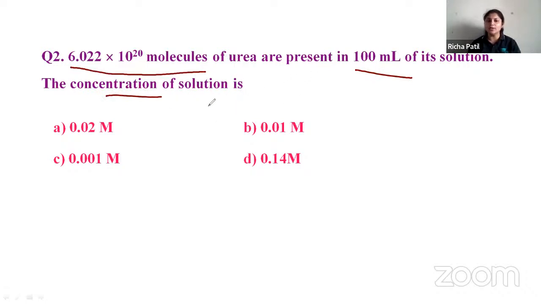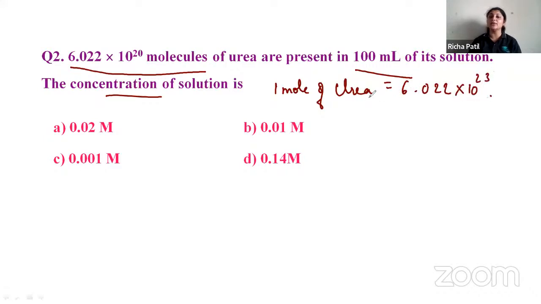So 1 mole, how do you write this? So 1 mole of urea. Okay, 1 mole of urea means what? Avogadro's number. It consists of Avogadro's number. So it is 6.022 into 10 raised to 23 molecules, right? In 1 mole of urea. So we have taken a general statement that in 1 mole of urea, there are Avogadro number of molecules. That is 6.022 into 10 raised to 23.